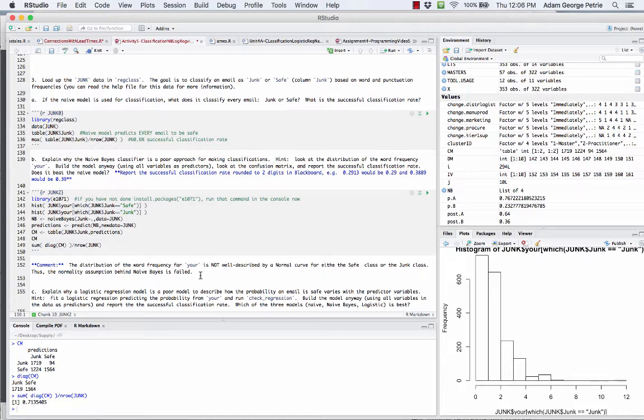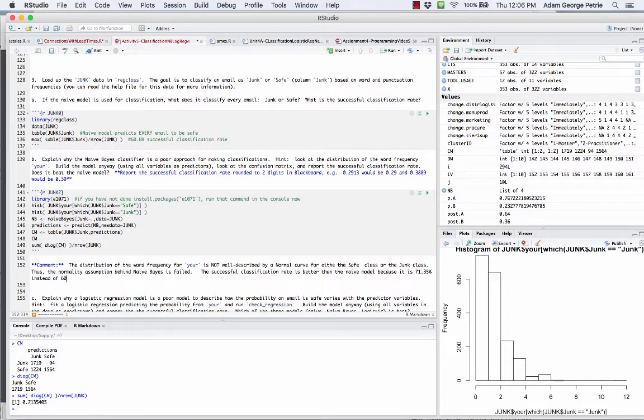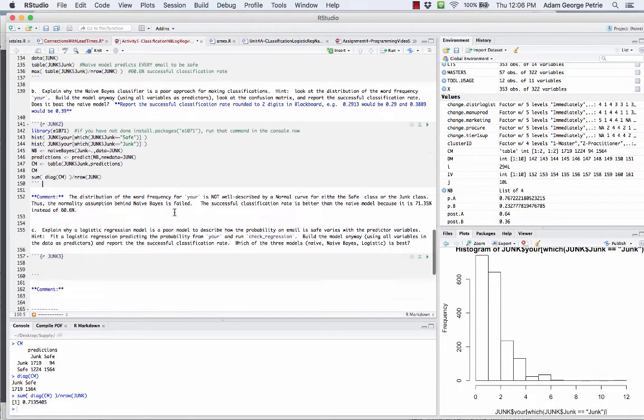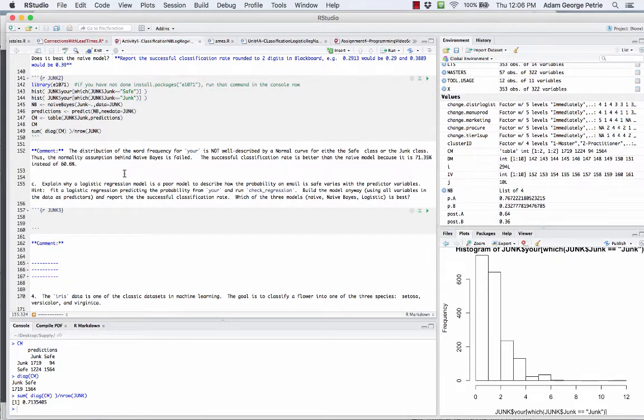So, all right, it looks like the successful classification rate is better than the naive model because it is 71.35% instead of 60.6%. So even though we have assumptions being violated with the naive Bayes procedure, which itself makes grossly simplifying assumptions about the world, we still see that this obviously wrong model is better than no model at all. All right, well, what about a logistic regression model?